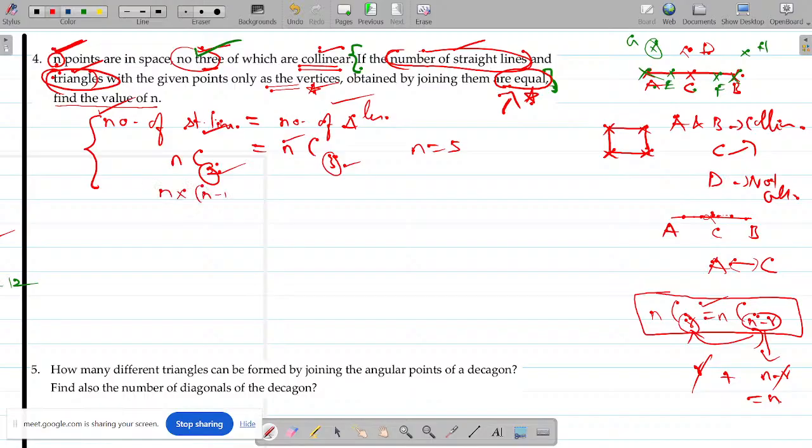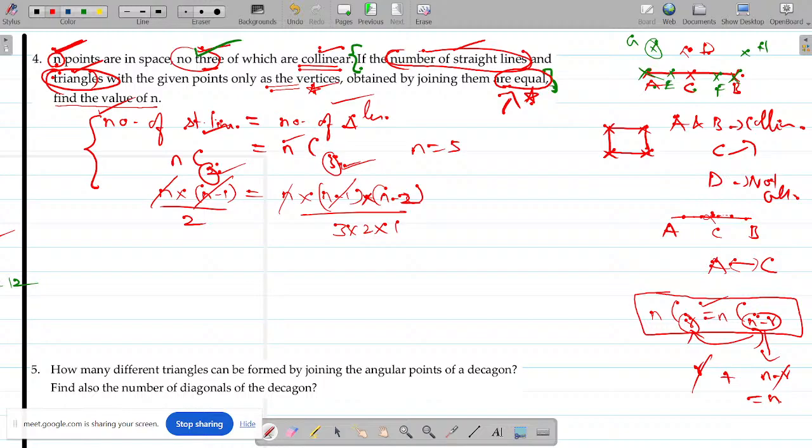this will be n into n minus 1 divided by 2 factorial 2. I write it directly. And this is n into 3 factors, right? n into n minus 1 into n minus 2, divided by 3 factorial, which is 3 into 2 into 1. Let me strike off these two. Yes, I can strike it out.